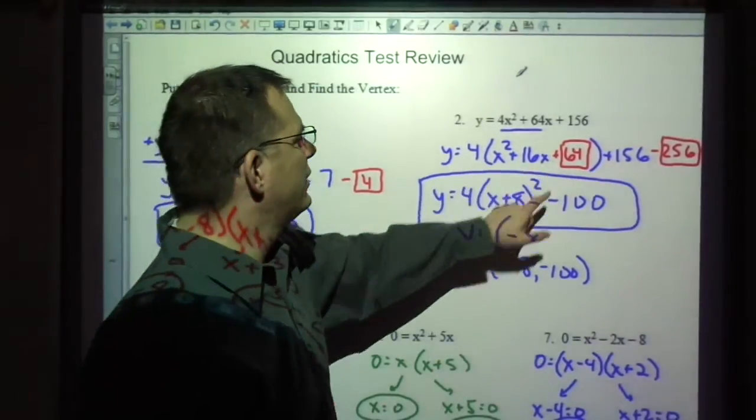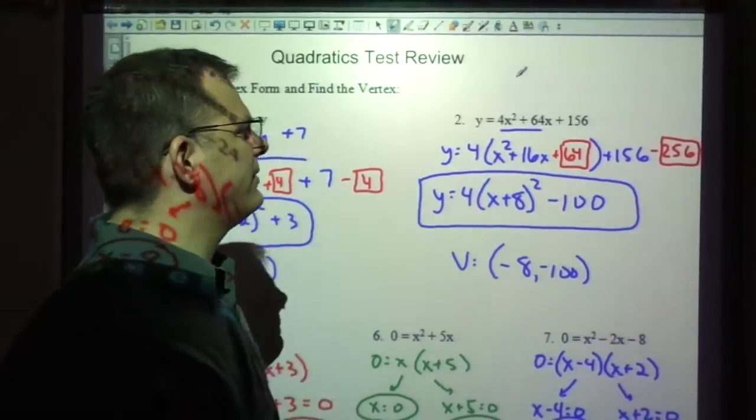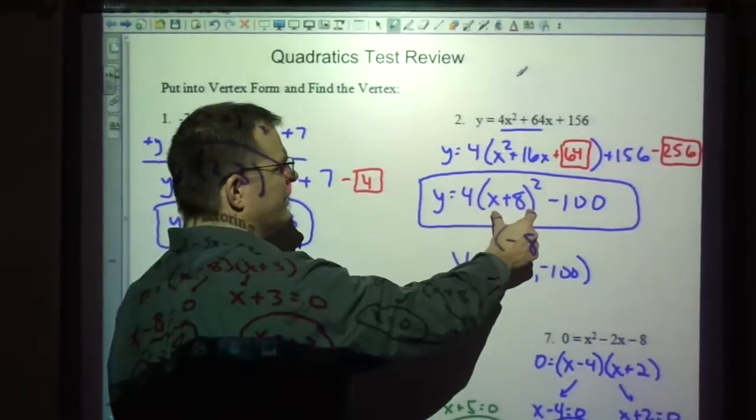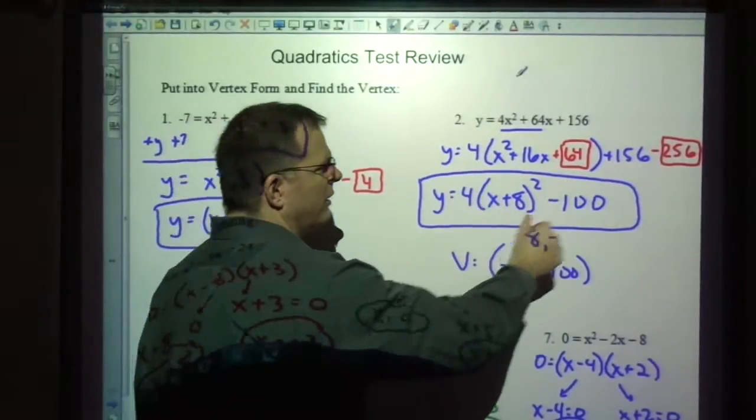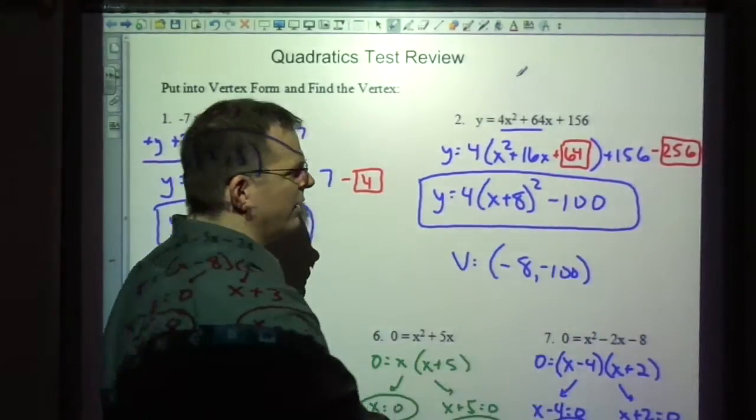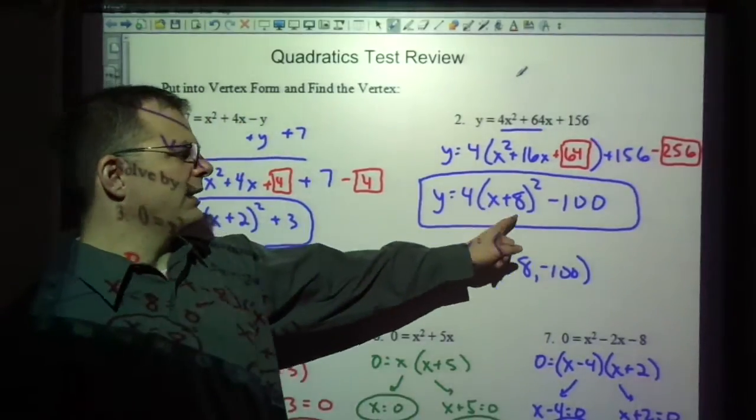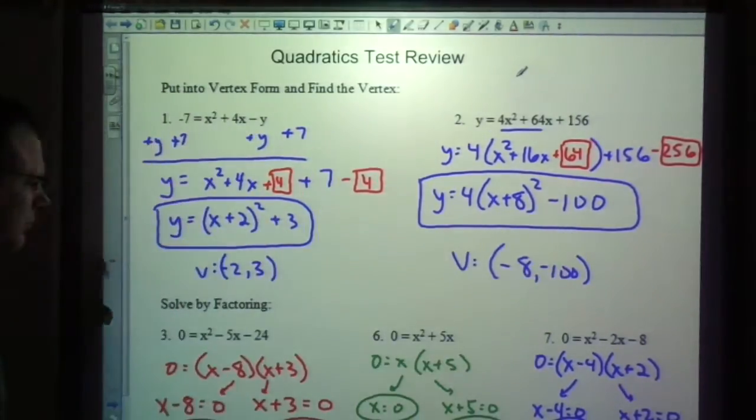This factors here. Things that multiply to be 64 and add up to be 16 are 8 and 8, so x plus 8, x plus 8. The 4 comes along. You subtract to make negative 100. The vertex is opposite sign here, same sign here.